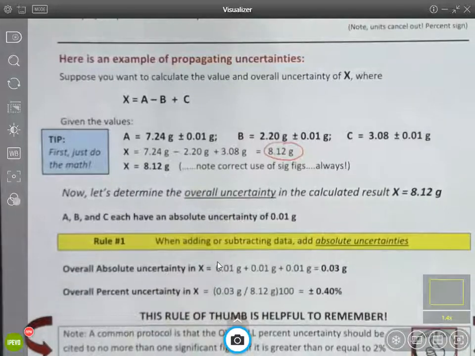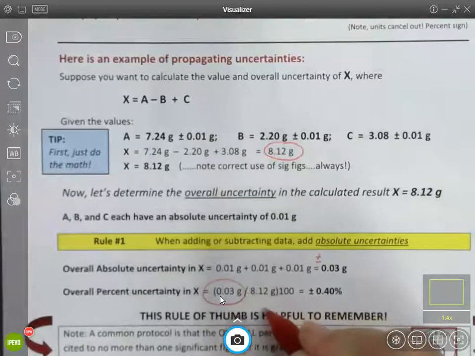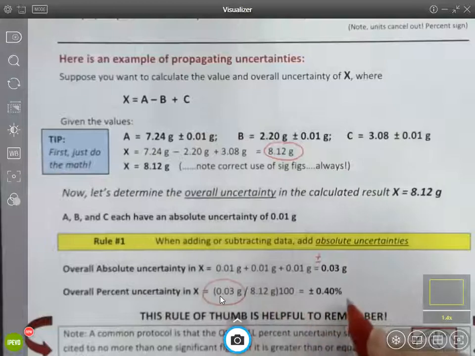We carry it forward. Rule 1 tells us when adding or subtracting data, we add the absolute uncertainties. So for X, the absolute uncertainty in A was 0.01, B was 0.01, and C was 0.01. We add those uncertainties together, and the uncertainty in X is the sum of those, or 0.03 grams, plus or minus. In order to calculate our overall percent uncertainty in X, we take our absolute uncertainty, 0.03, divide it by our value, 8.12, and express it as a percentage.